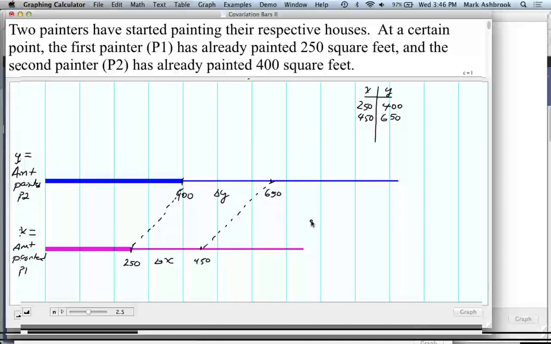Negative 5 over 4. So talk to me about the process. Where's this coming from? It's 650 subtract 400 over 450 subtract 250. Like the change in y for painter 2 over the change for painter 1. So you were looking at taking the change of y over the change in x? Yes. And tell me one calculation you did there. 650 subtract 400. Okay.